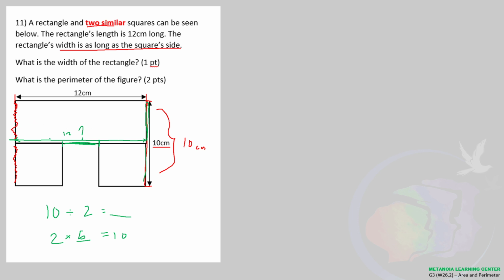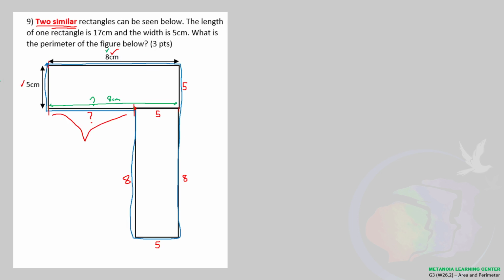Each side should be equivalent to 5. 1, 2, 3, 4, 5, 6. Okay. So you should know that this is also equivalent to 5 and this is also equivalent to 5. So what could be the measurement of this part over here? Okay, sorry for that confusion ha. I apologize. Okay. So try to figure out. Same lang din talaga to sa number 9, hindi para sa number 10, but sa number 9. Sorry, sa number 9. So paano kaya to?